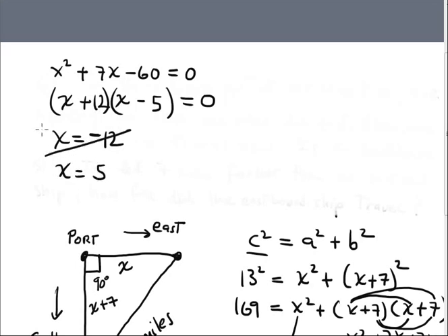And of course the negative solution never works, because we have talked about this time, and this is 5 miles. The answer is x equals 5 miles traveled by the eastbound ship. That's specifically the question.